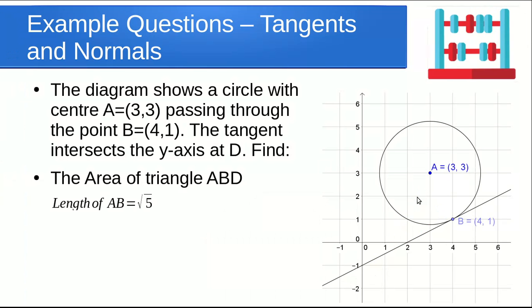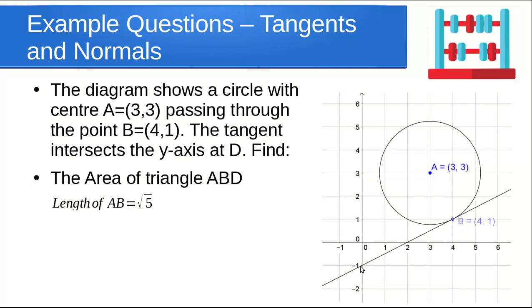The length of AB, I think you get the idea anyway. The length of AB is going to be root 5. Now how do I work that out? Well, I just turn it into a right angled triangle and use the distance formula. It's 1 across, 2 down, so we need to do 1 squared plus 2 squared, square rooted. That gives me root 5.